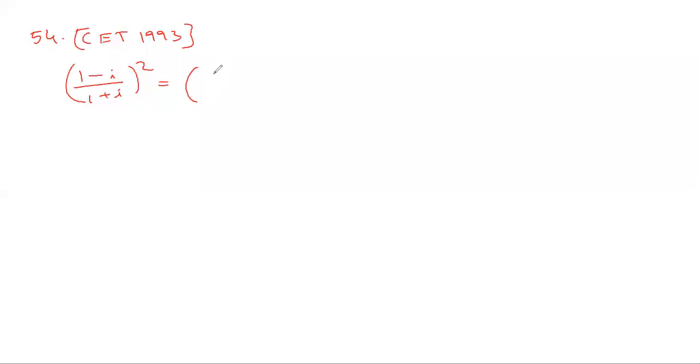The numerator is 1 minus I whole square. Directly if you calculate, numerator will be minus 2i, denominator will be plus 2i. So cancel and then minus 1. Yes, straightforward. Option 4.